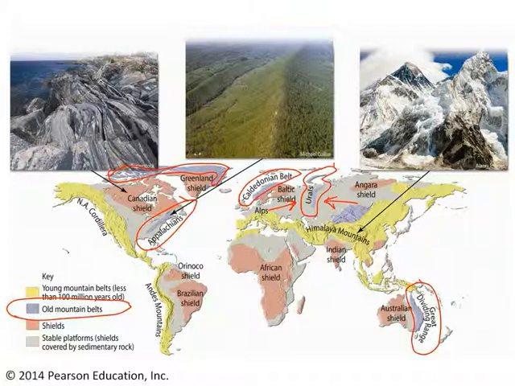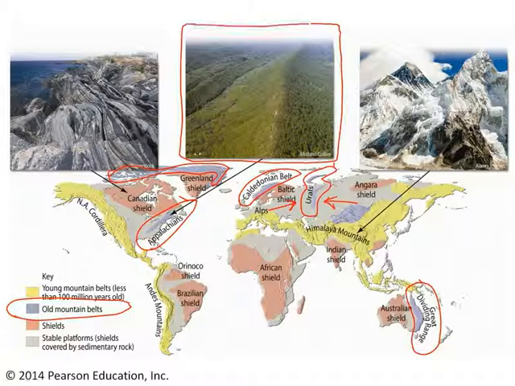These mountain belts were active more than 100 million years ago, and since then erosion has worn them down to a rather subdued topography. The photo up top here shows an example from the Appalachians. These mountains are not nearly as gnarly as they once were.